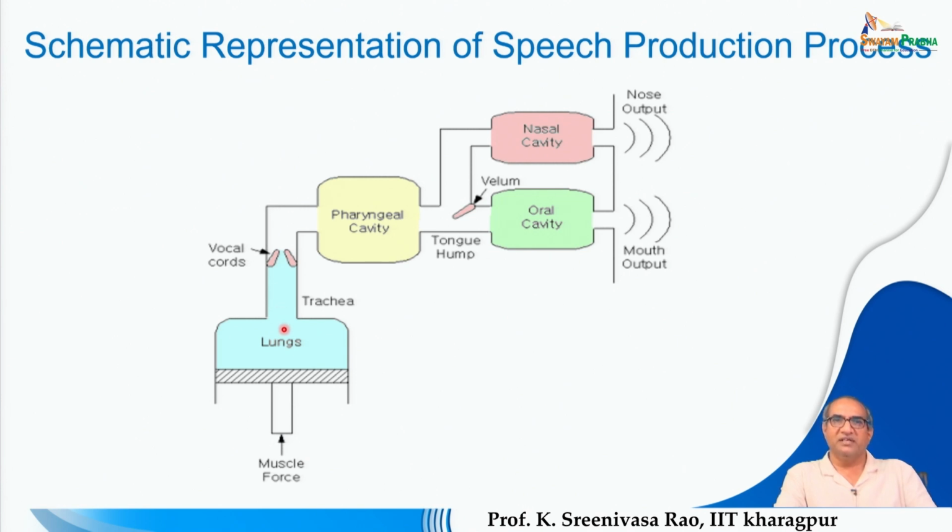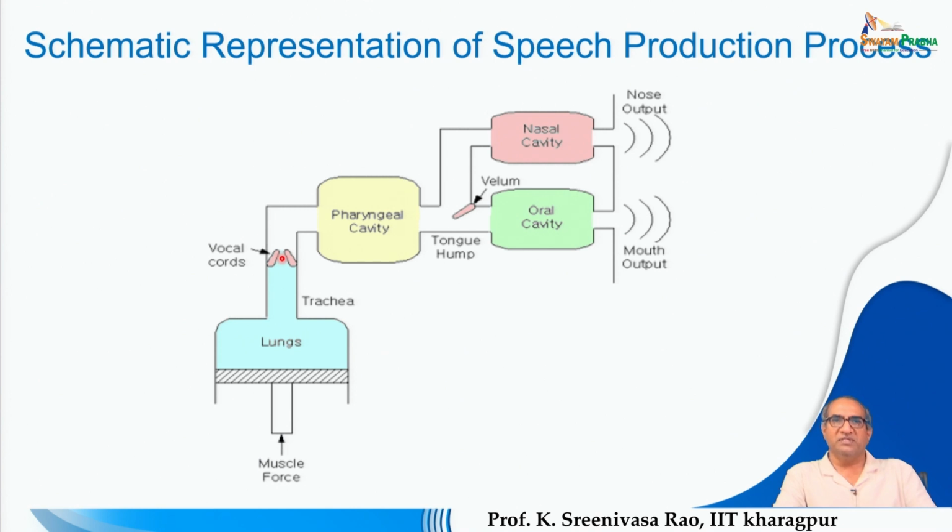When the air is released out of the lungs, through the trachea, here we have a laryngeal cavity where the vocal cords, also known as vocal folds, are located, and these vocal folds vibrate. This vibration is nothing but the folds opening and closing at regular intervals. When they close, the pressure builds up, and once the pressure crosses a certain threshold, the vocal folds cannot hold that pressure and they try to open.